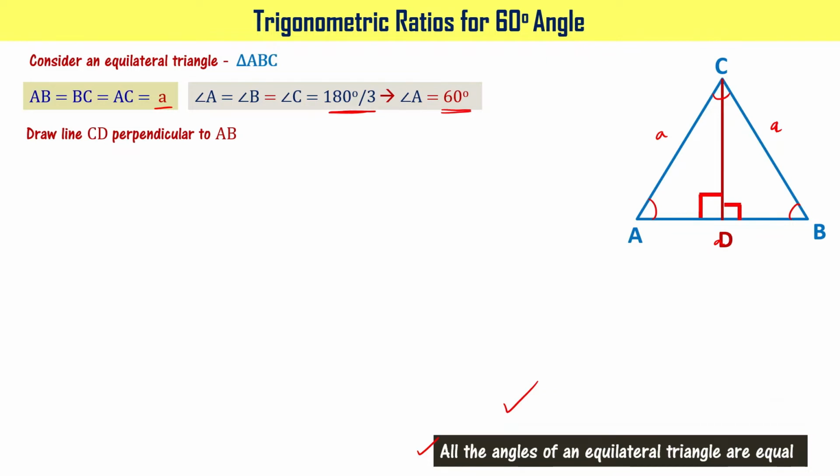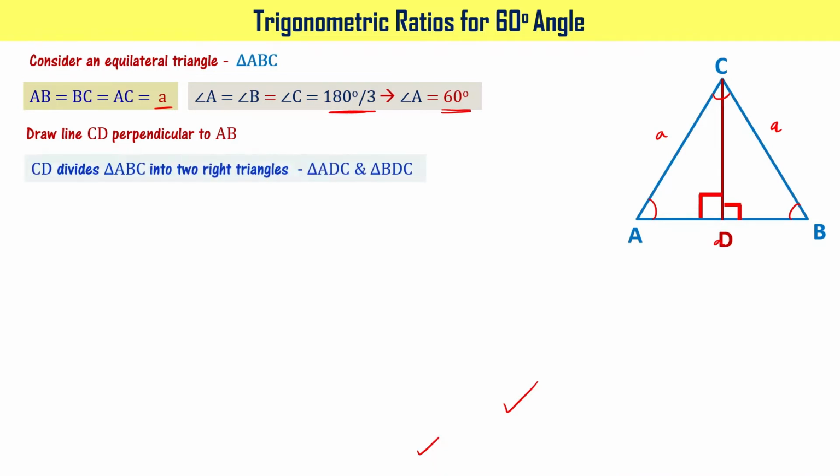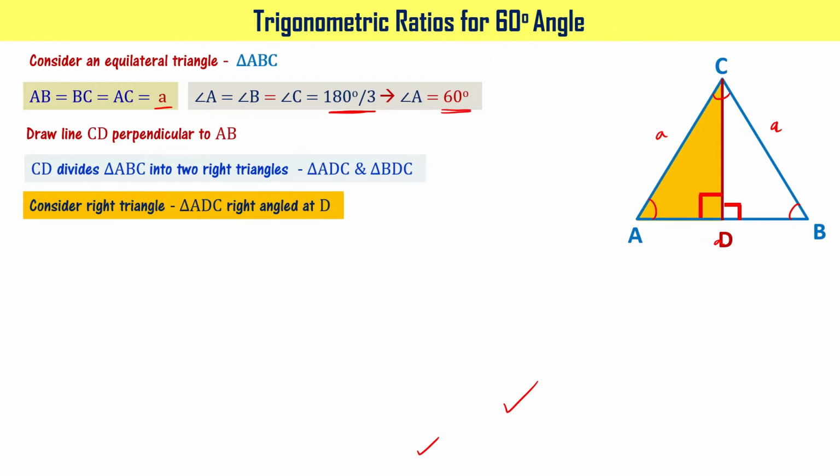Now let's draw a line CD perpendicular to AB. Okay, when you draw a line perpendicular to AB, which touches point C, the vertex C, then you see that CD divides triangle ABC into two right angle triangles. One is triangle ADC and the other is triangle BDC, right? ADC is shown in orange color, right? BDC is in white color.